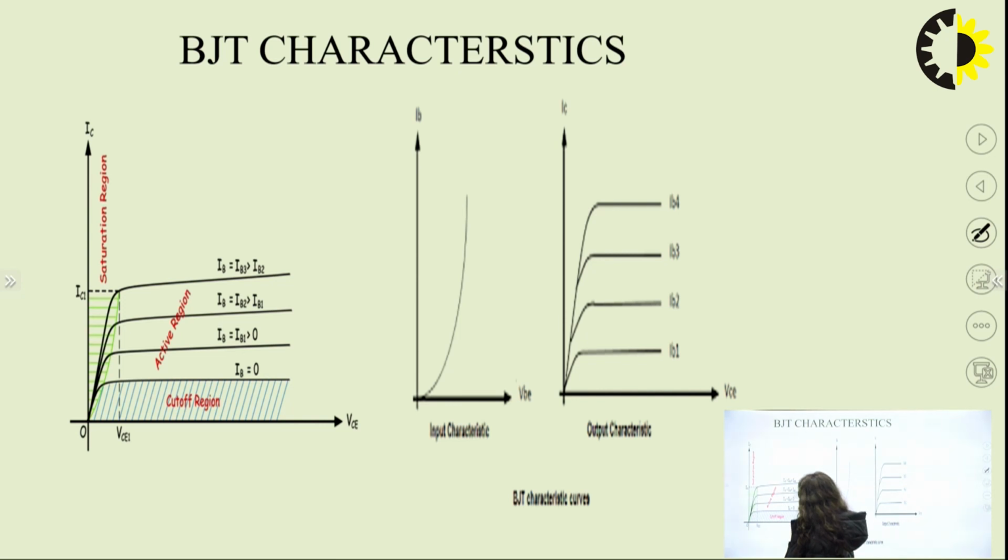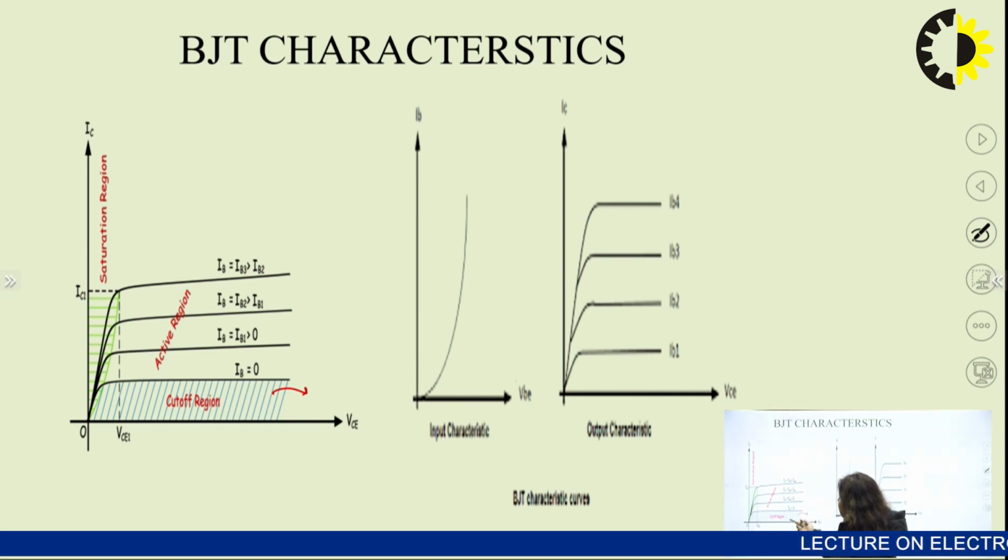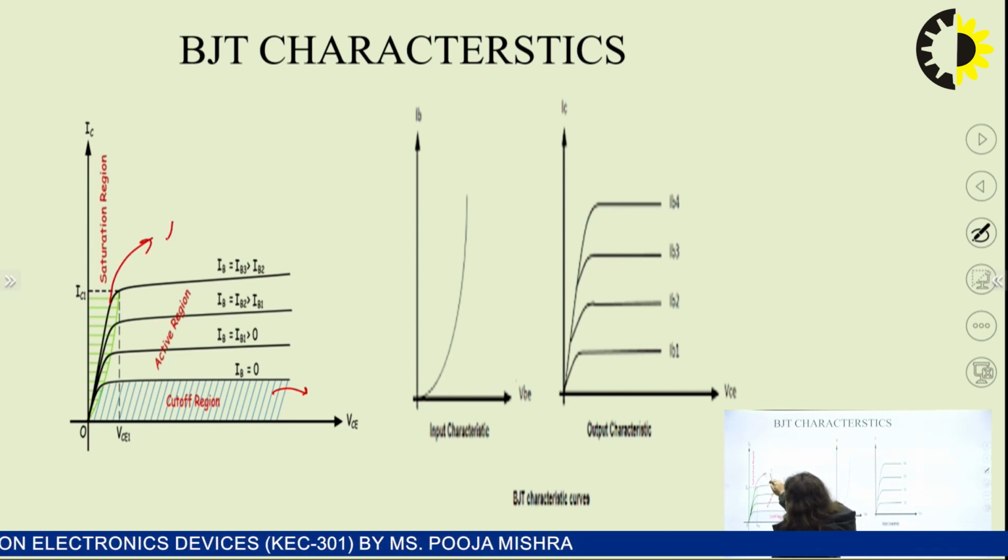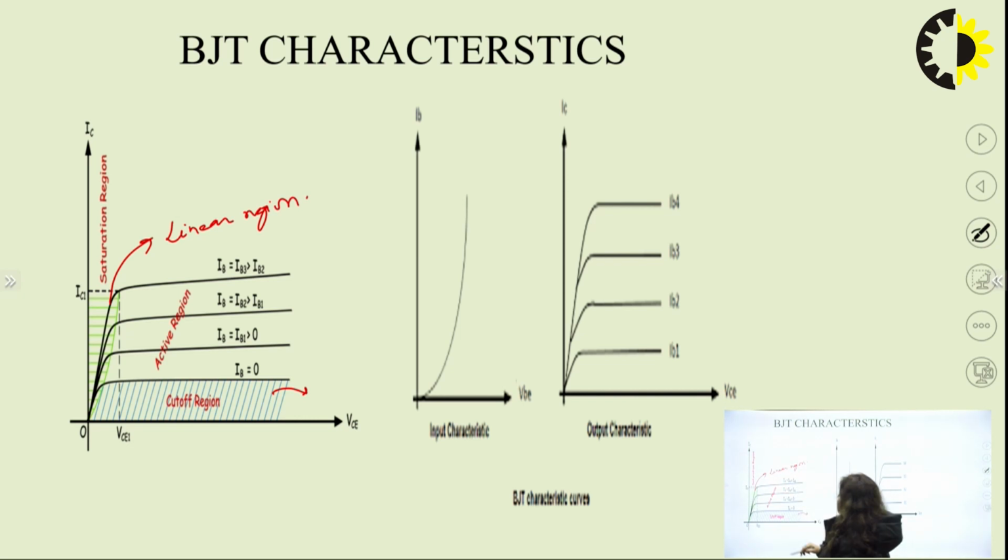This particular region is called the cutoff region, because here there is no current flow as you increase the voltage, and above this cutoff region is the active region, because this is called the linear curve. So this is the linear region, where the current increases as an exponentially increasing function. So this is the linear region, and below is the cutoff region. The linear region is the same thing as the active region.